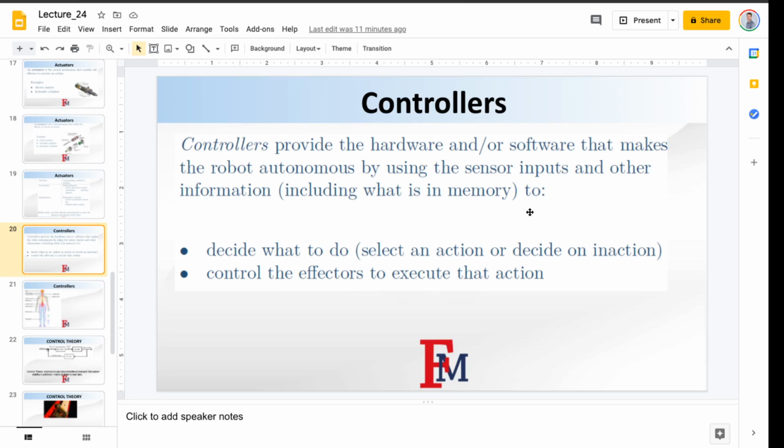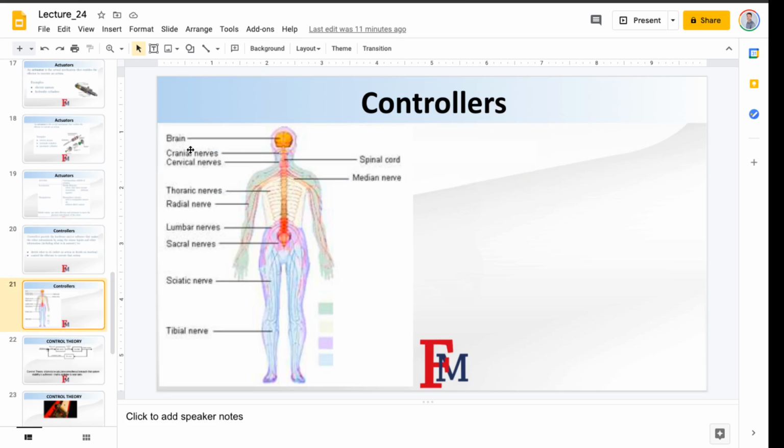Controllers provide the hardware and the software that makes the robot autonomous by using sensor input and other information. Okay, so the controllers perceive, right? They get the information from the sensors, and then they do the entire perception. So they decide what to do based on the sensing, and control the effectors and actuators to execute the action.